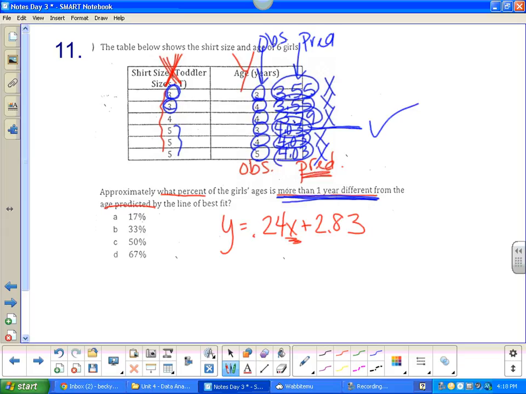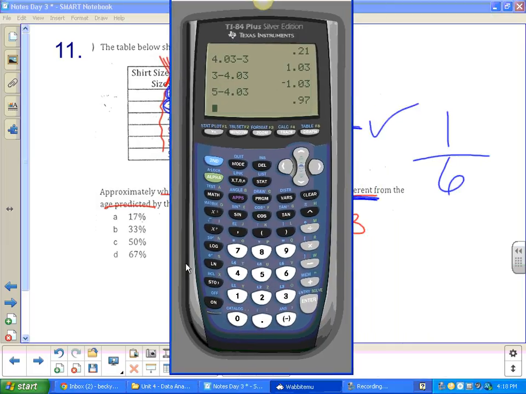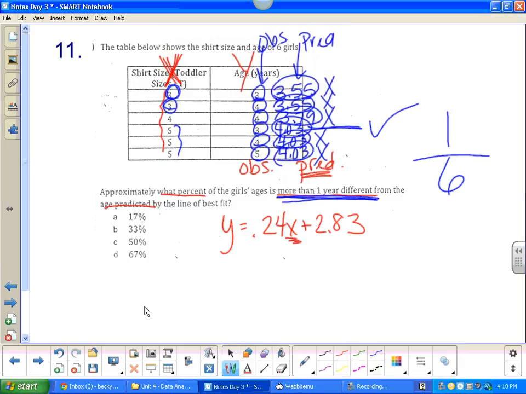So how many do we have that are more than a year difference? And the answer is 1. So we have 1 that's more than a year difference. Out of how many total kids? We had 6 kids. So to figure out what percent that was, because that's what it's asking for, I'm going to do 1 divided by 6. And I've got 17%.